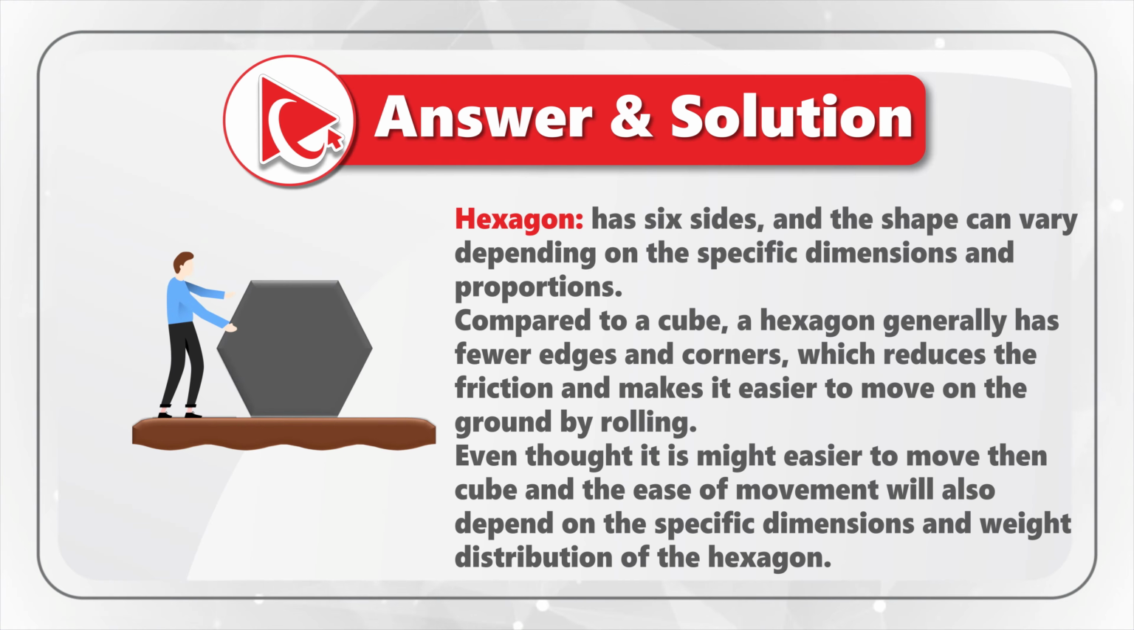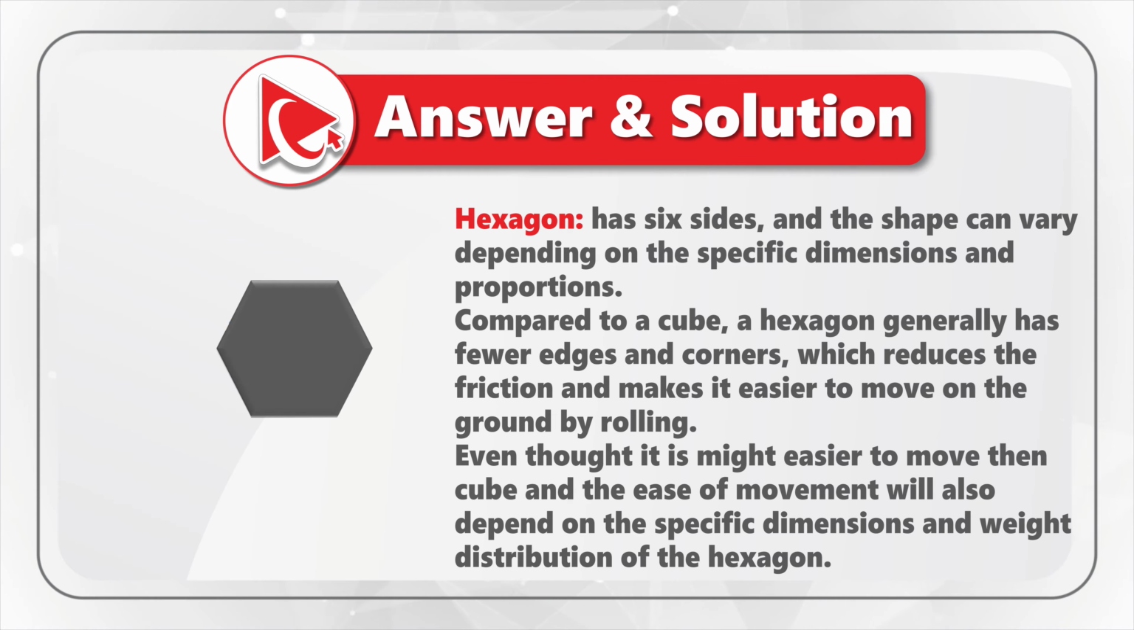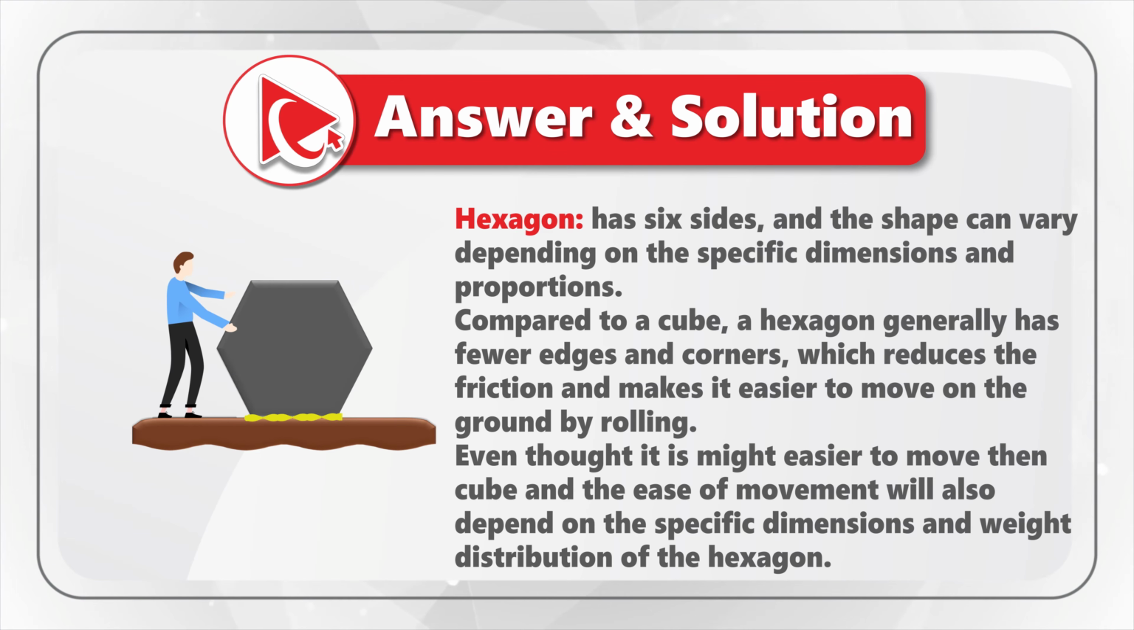Now let's look at the hexagon. Hexagon has 6 sides, and the shape can vary depending upon the specific dimensions and proportions. Compared to a cube, a hexagon generally has fewer edges and corners, which reduces the friction and makes it easier to move on the ground by rolling. Even though it might be easier to move than the cube, the ease of movement will also depend on the specific dimensions and weight distribution of the hexagon.